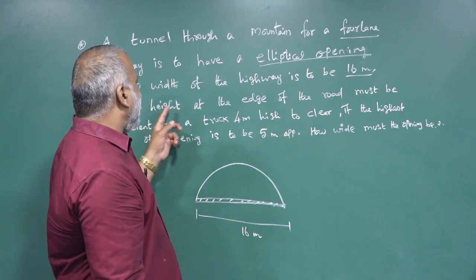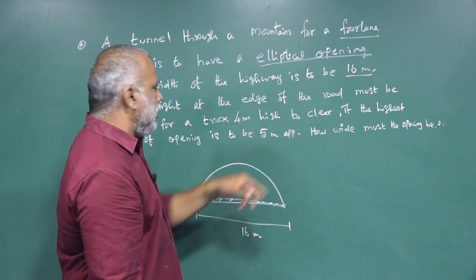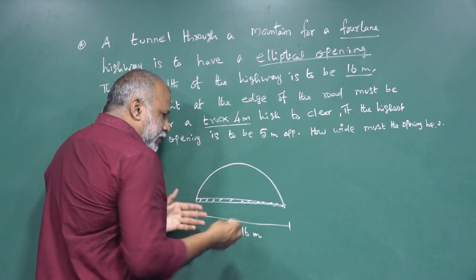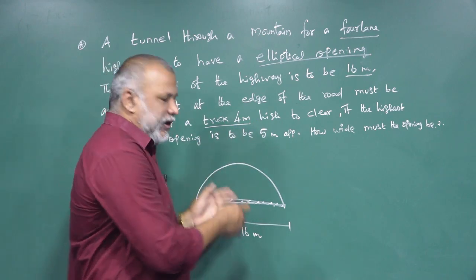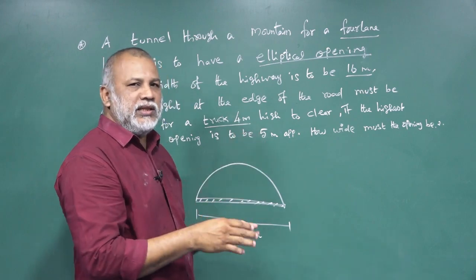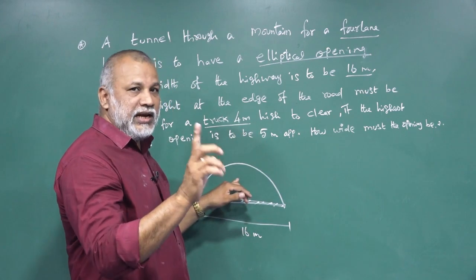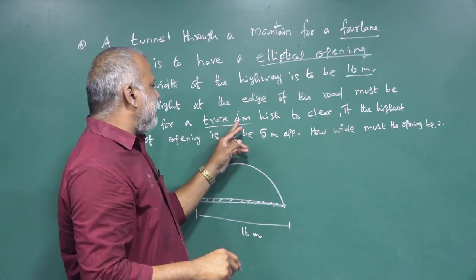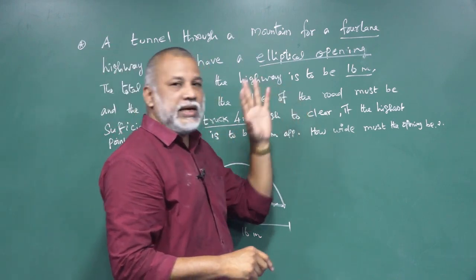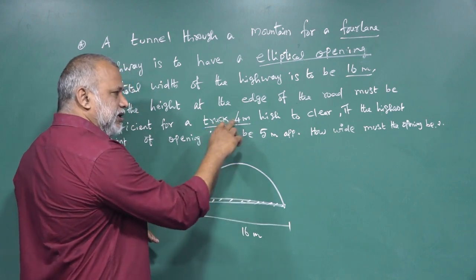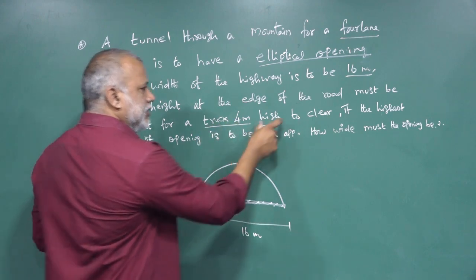Then the height at the edge of the road must be sufficient for a truck. Once again, a truck is moving. Already we discussed the same type of question. A truck is moving, but it was a single way, one way. Here we are having a two-way. So a truck 4 meter high has to clear. A truck is going on this path. The height of the truck is 4 meter.